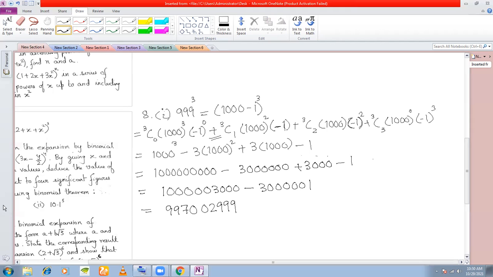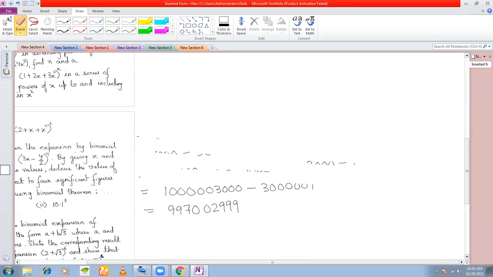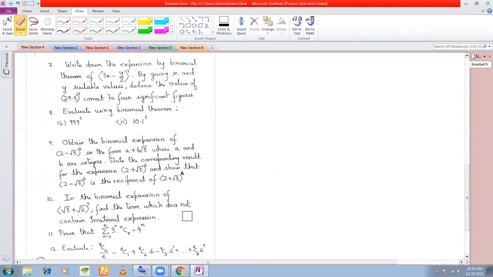Okay, let's move to the next question then. 10.1 to the power of 5, you have to find out the value by binomial theorem. So write 10 plus 0.1 to the power of 5.